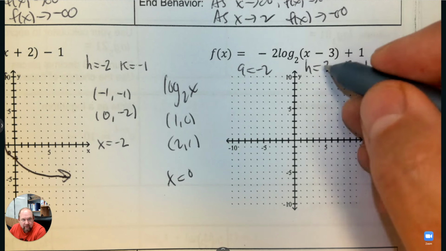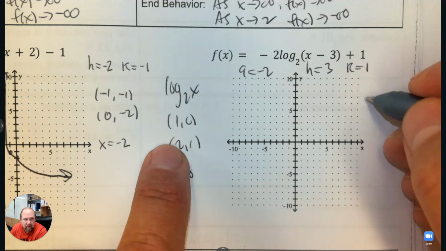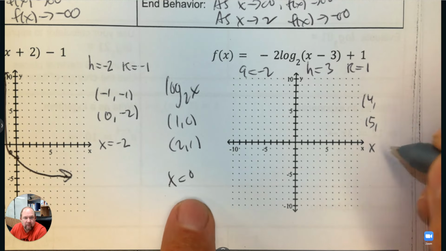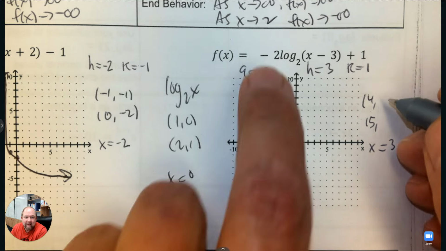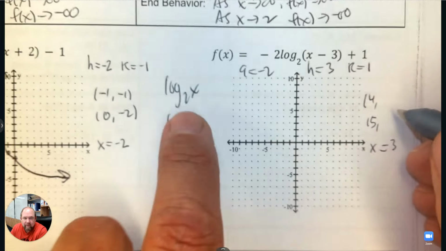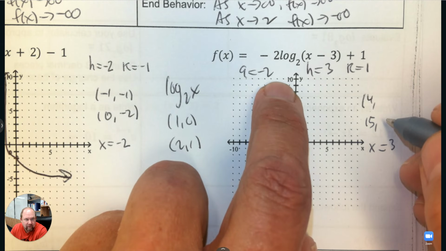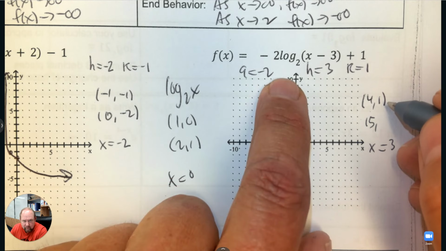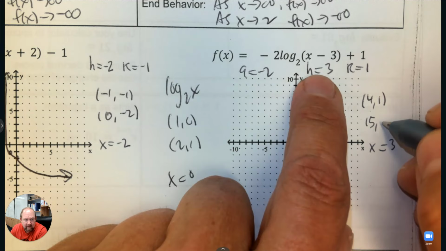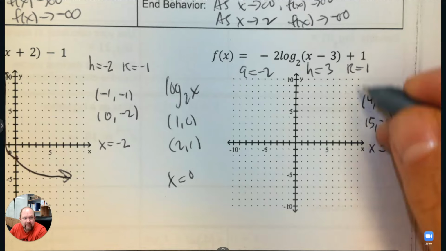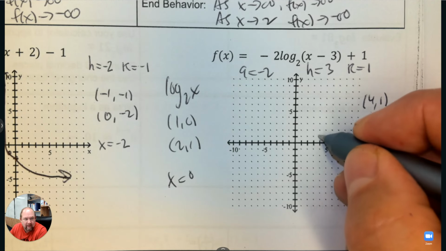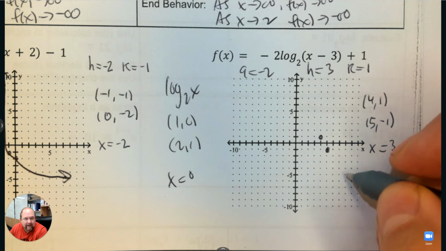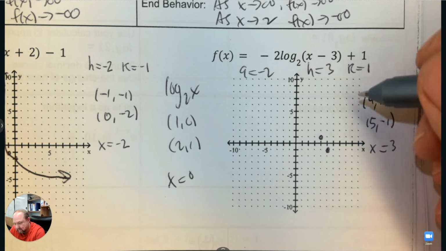And then change these. So I'm going to add 3 to these. So 3, 1 plus 3, and 2 plus 3, and 0 plus 3. And then we're going to multiply and add 1. So 0 times negative 2 is 0, add 1. 1 times negative 2 is negative 2, add 1. And then these are the points I'm going to put down. So 4 and 1, 5 and negative 1, and then x equals 3.